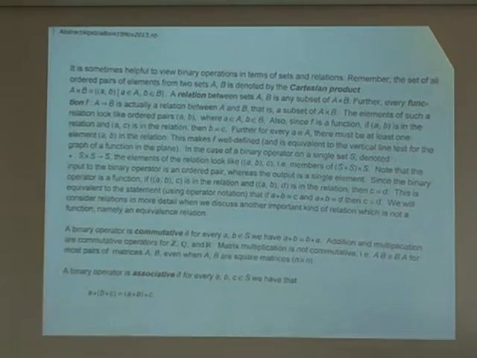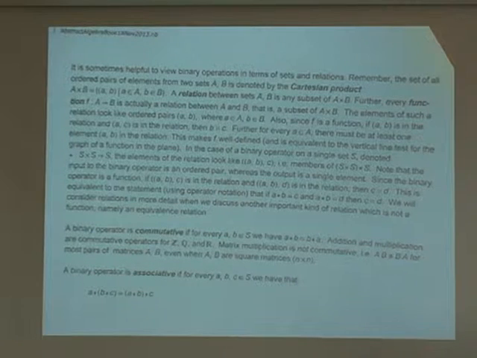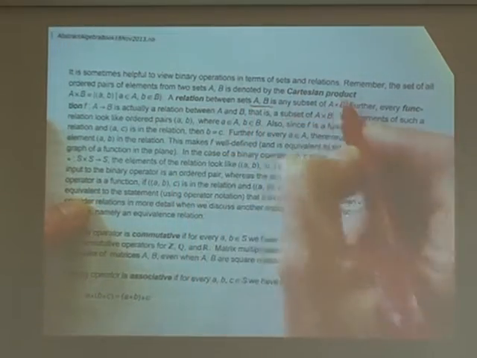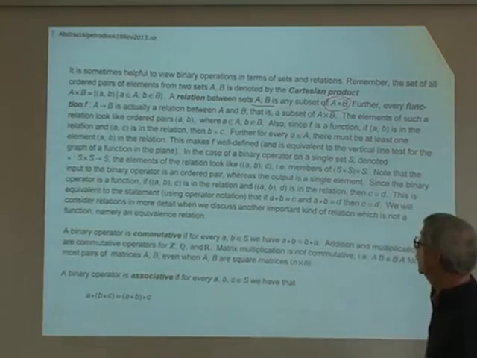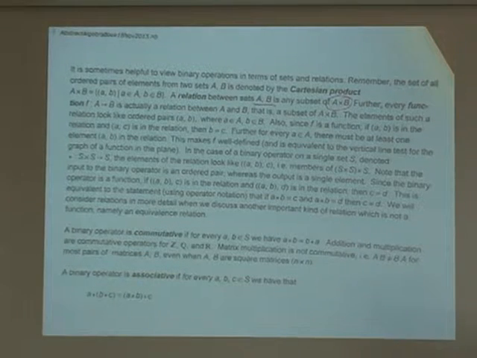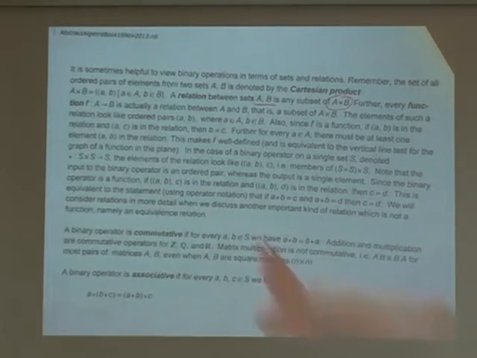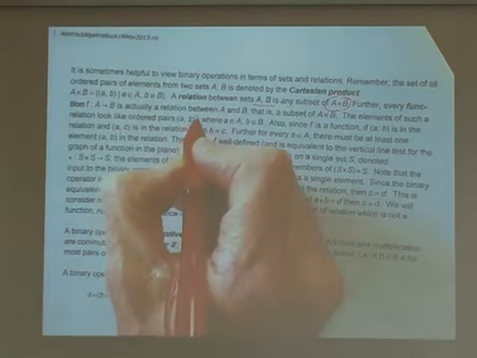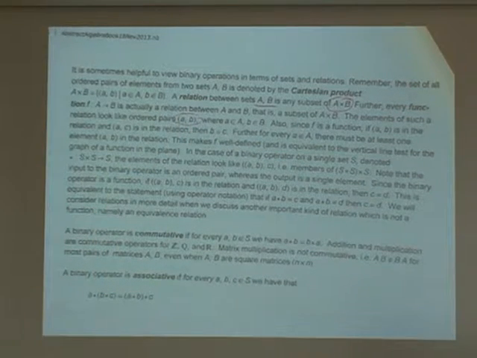It's sometimes helpful to view binary operators in terms of sets and relations. Remember what a relation is. A relation between two sets is any subset of the Cartesian product. Cartesian product is all ordered pairs. So every function is actually a relation where the ordered pair AB means that A gets sent to B. That's how we interpret a relation as a function.